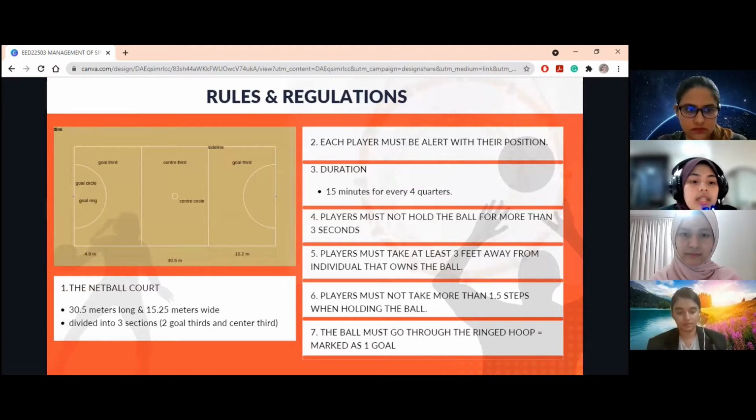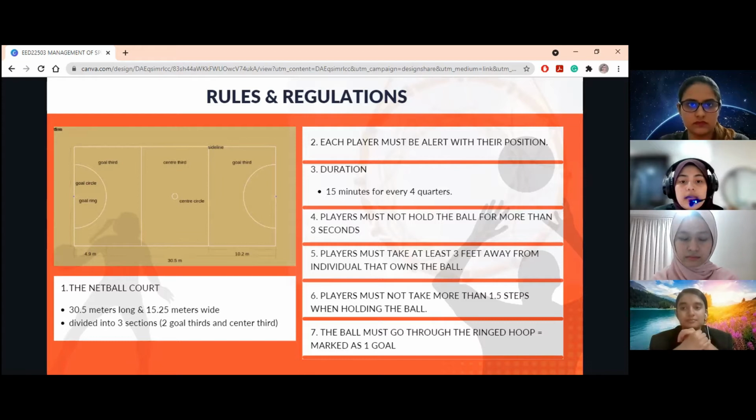It must be divided into three sections, of which two sections will be the goal thirds and the middle one will be named the center third. Each player must be alert to their own position, because if they cross into another section that they are not supposed to, they will be deemed offside.